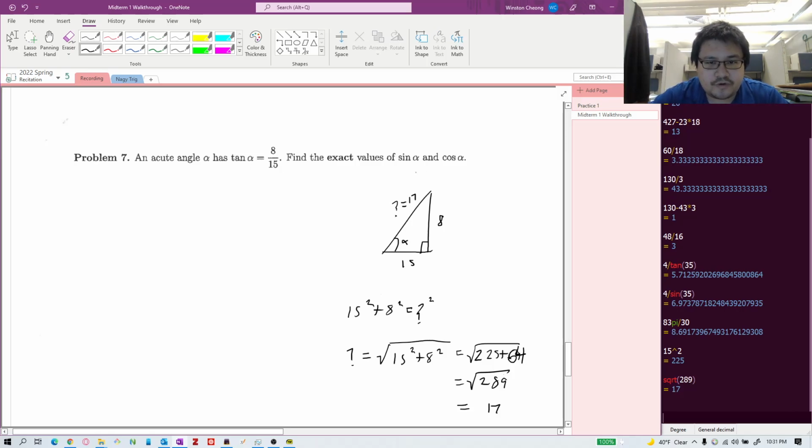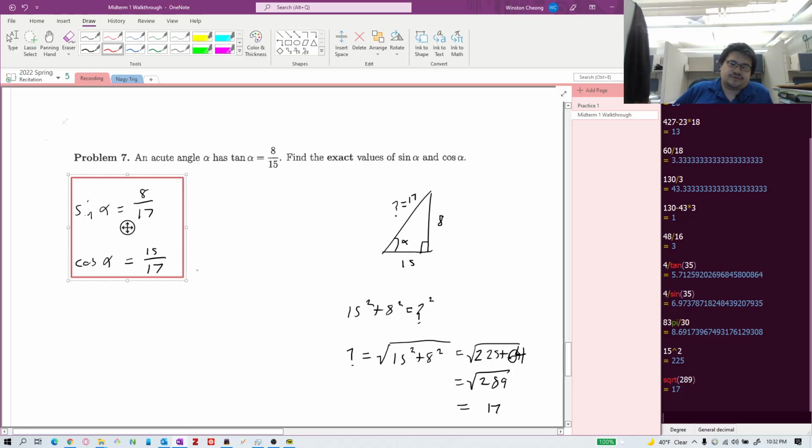Great. We're only asked to find the sine and the cosine of the angle, so we can figure those out in this triangle. Sine is the opposite side over hypotenuse. Opposite is 8, hypotenuse is 17, so we get 8 over 17. Cosine is adjacent over hypotenuse, so 15 over 17. That's all we need to do. We can just go ahead and box it.